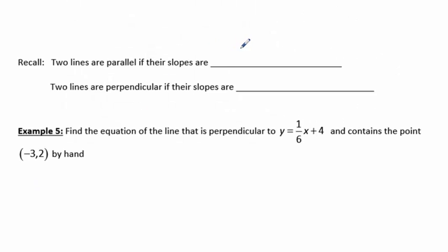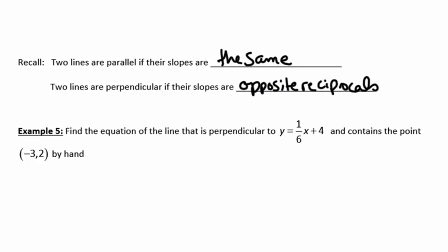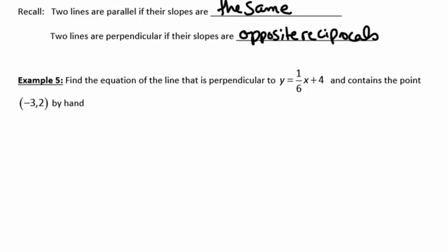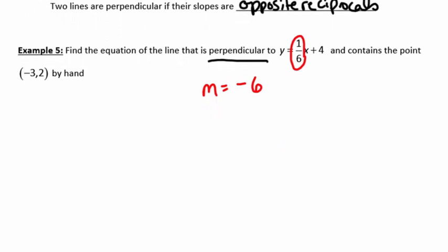Recall that two lines are parallel if their slopes are the same, and two lines are perpendicular if their slopes are opposite reciprocals. So in example 5, I want to write the equation of a line that is perpendicular to y equals 1/6 x plus 4. So the slope of this line, since it is solved for y, is 1/6, and that means that my perpendicular slope is going to be opposite, so negative, reciprocal, so negative 6 over 1. Okay, so I use the slope I'm given to find the slope of the new line. Then we're going to use our ordered pair to find the y-intercept.